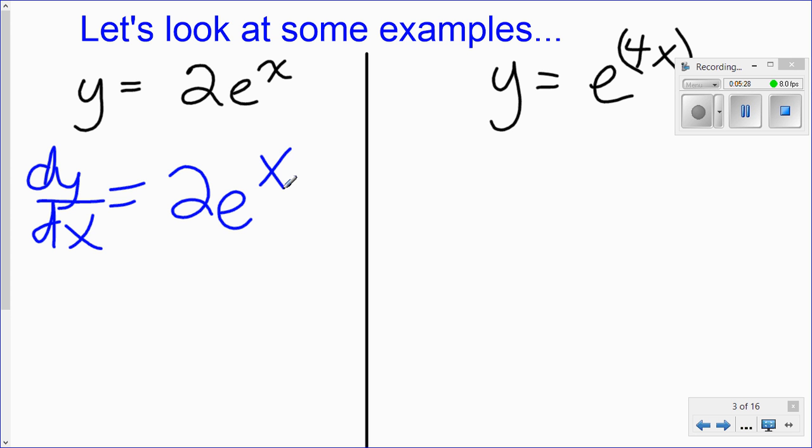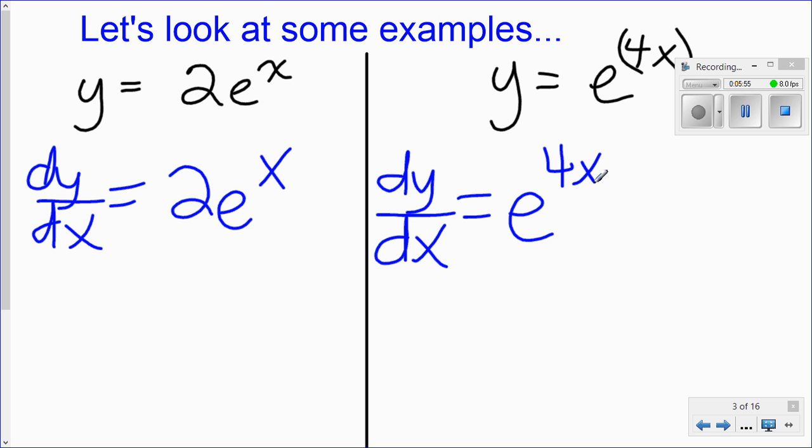Okay, in the second example, we have y equals e to the 4x power. Now, in this case, we're going to have to use chain rule, okay, because the 4x has been plugged into x, so it's a composition. So we're going to start with the derivative of e to the 4x, which is e to the 4x, but then we're going to multiply times the derivative of 4x, which is 4.